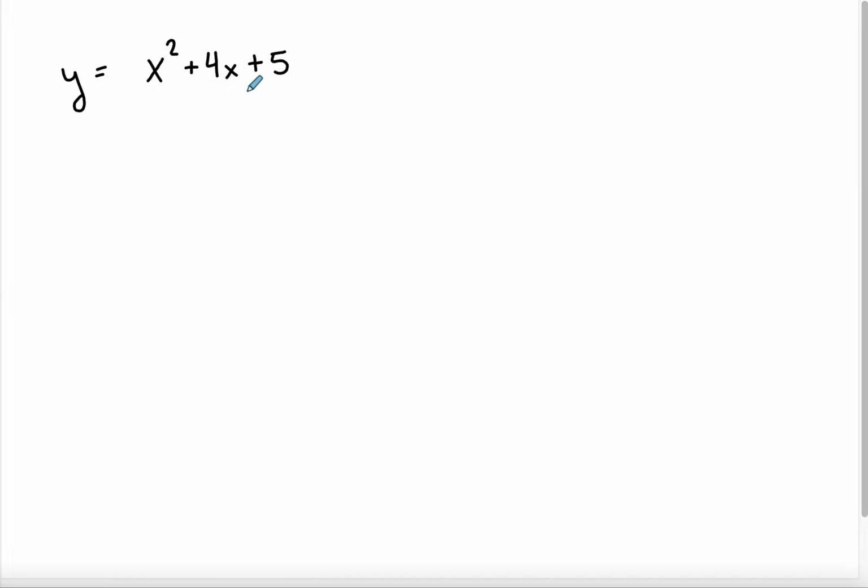Here, we don't know how to factor this, right? We try, and we need two numbers that multiply to 5, but add to 4. And that's just not possible, right? 5 times 1 is 5. 5 plus 1 is 6, right? We're not going to achieve the result that we want. So our regular factoring technique is not going to work. Here's where the quadratic formula comes in handy.